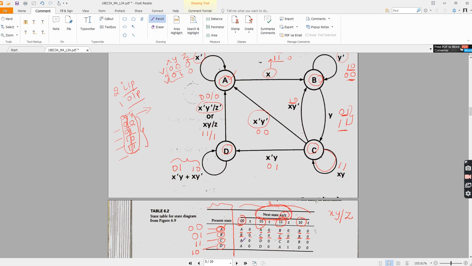I go to state A. So I have written A here. Output is 0. When it is 0 1, where do I go? I go to D. What is the output? It is 0. When it is 1 0, what happens?